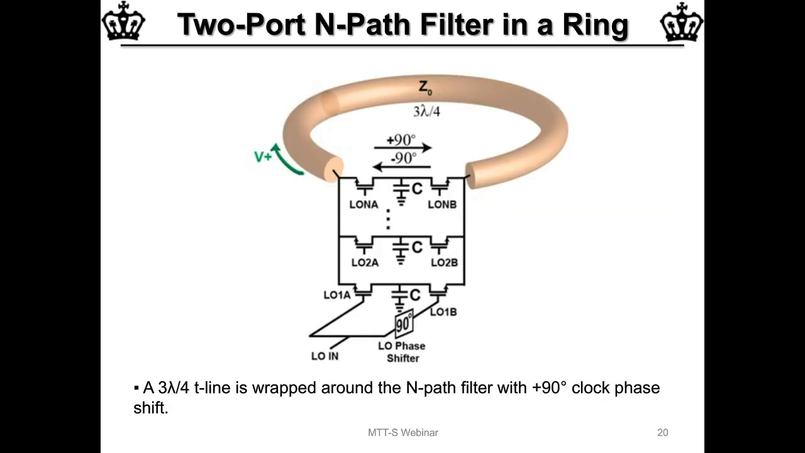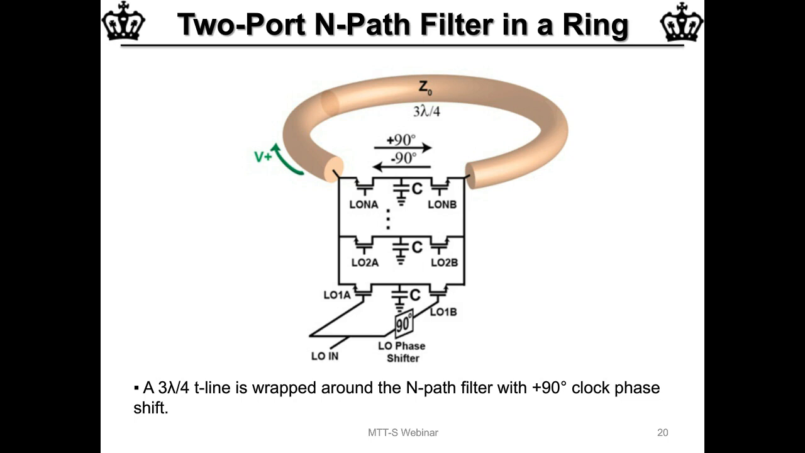So with this gyrator, obviously, as I mentioned before, you can build any kind of non-reciprocal circuit or network. We used a particular architecture to realize the circulator, which is shown on this slide. Namely, we wrapped a 3 lambda by 4 transmission line around this non-reciprocal gyrator.